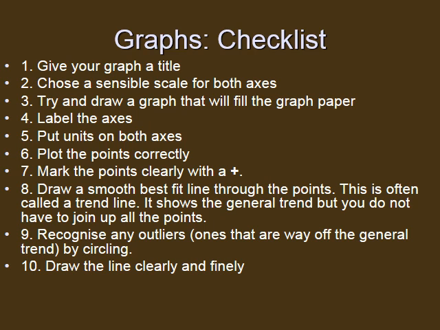So it's important too that you recognize any outliers, ones that are way off the general trend. You circle these and you label them, saying this is an outlier, and you point out in your discussion why this is an outlier. So you may have had a non-zeroed instrument for a particular value, or you may have had a parallax error, or a wind gust may have come through the classroom and made the spring swing, for instance. And finally, draw the line clearly and finally. So that's linear graphs.